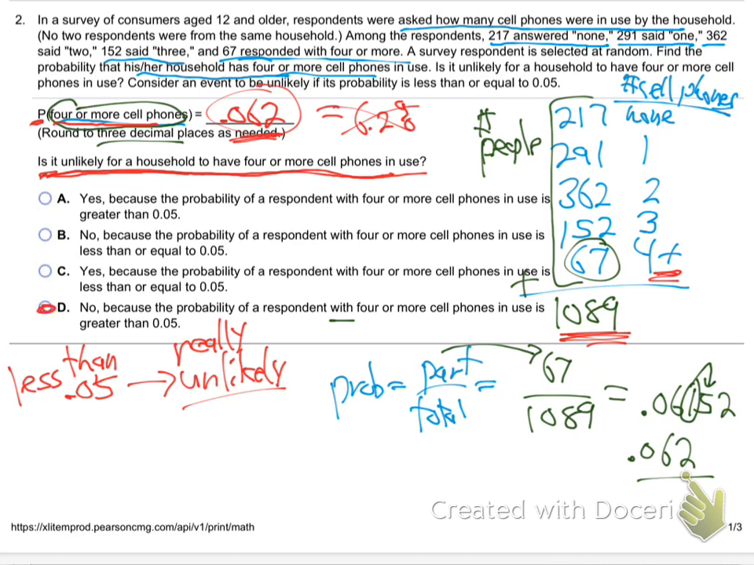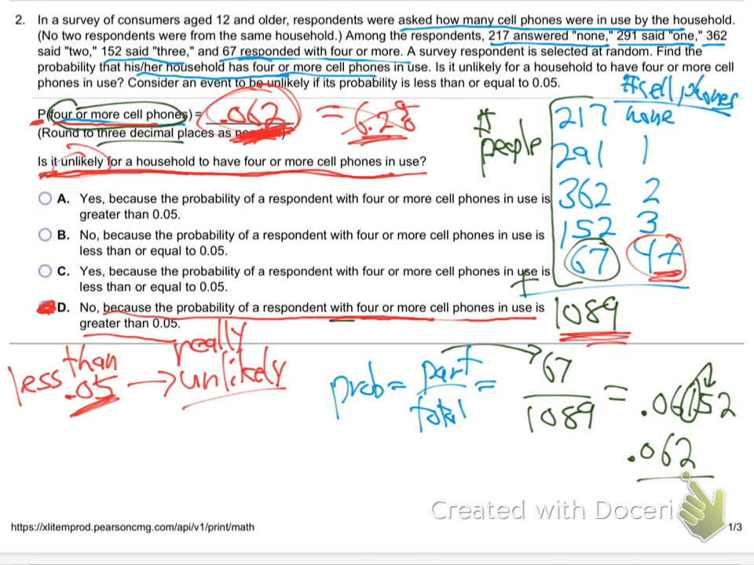So here we go. And what is it? This is more than a 5% chance, right? It's 6.2%. It's more than 0.05. So it's not really unlikely. You wouldn't say, oh my goodness, I ran into someone that has 4 or more cell phones in their house. That could happen. It's not less than a 5% chance. It's a 6.2% chance, 0.062. So our answer is no, because the probability of a respondent with 4 or more cell phones in use is greater than 0.05. Therefore, it's not unlikely.